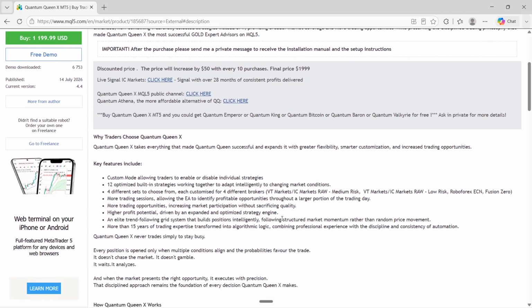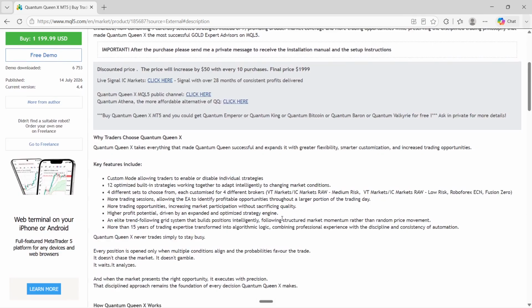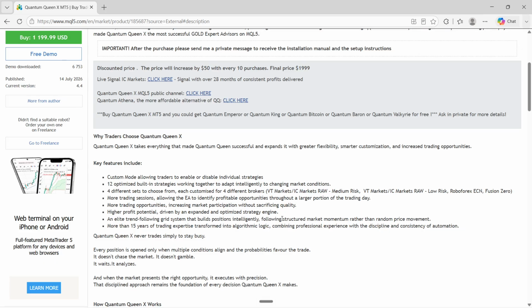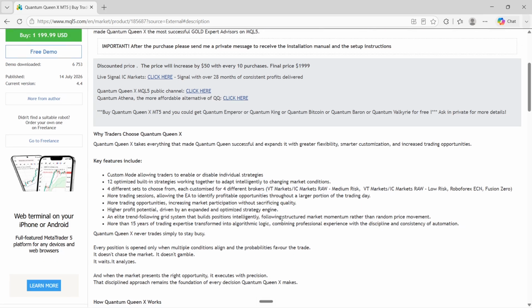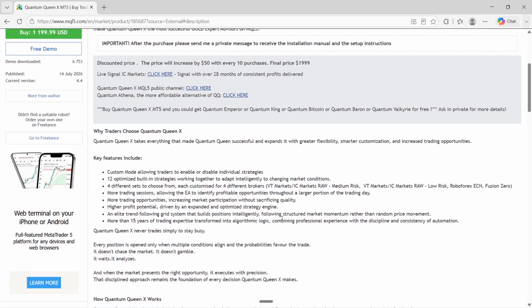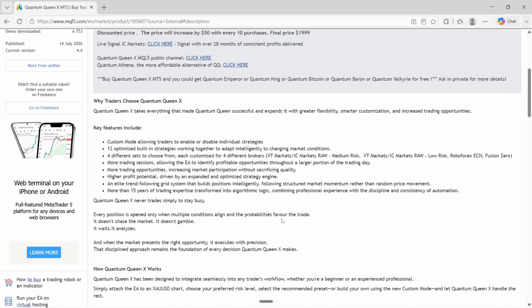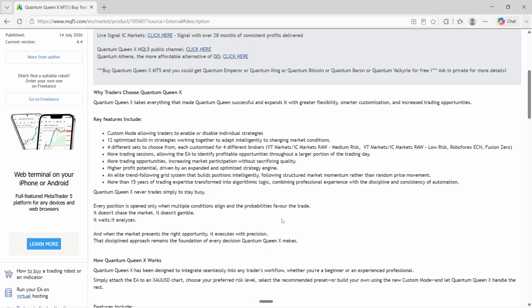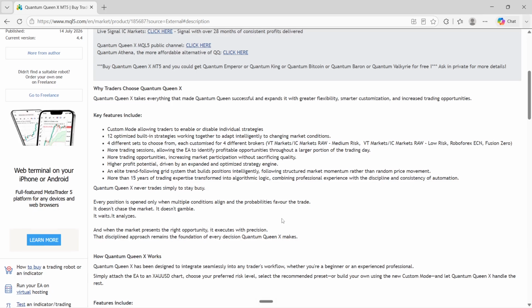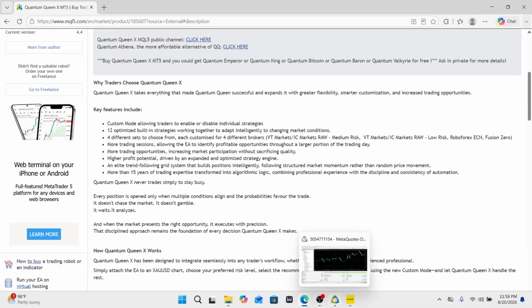All right, overall, the Quantum Queen X is an expanded multi-strategy gold system with custom mode and the trend following grid components. The shared backtest shows strong net growth accompanied by a very large equity drawdown. Independent verification, conservative settings, and clear understanding of the grid risks are essential. Always trade with money you can afford to lose.